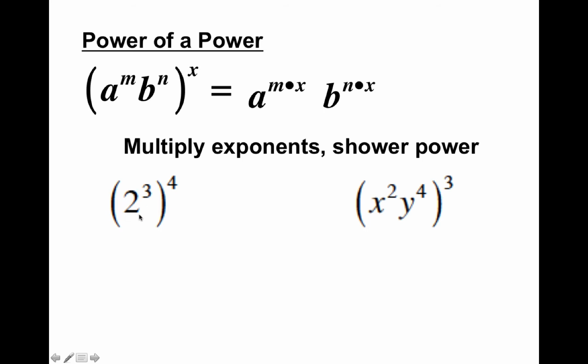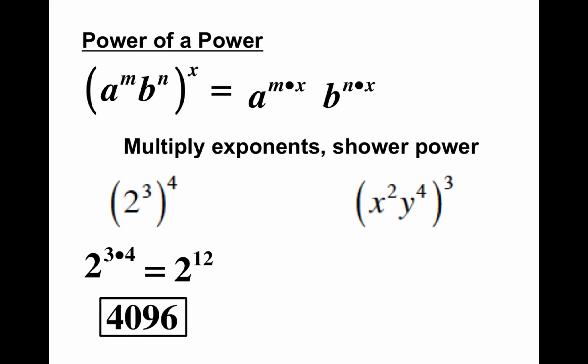So our base is 2. We would multiply the exponents 3 times 4, and we're going to get 2 to the 12th power. Type that into your calculator, 2 to the 12th power, you're going to get 4,096. Again, you don't have to show what you're multiplying, you just need to show 2 to the 12th and then the final answer.